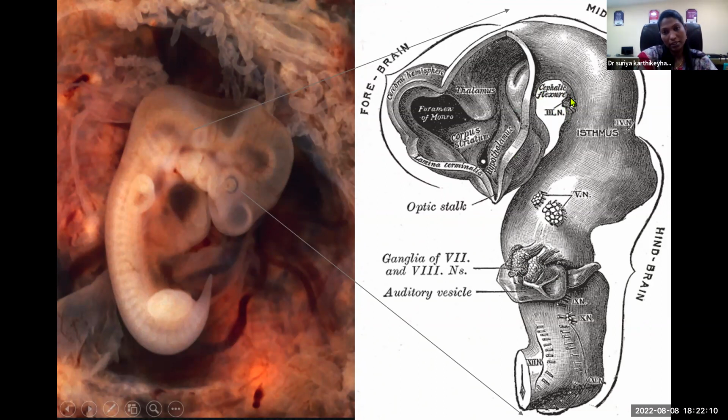So this is the third cranial nerve. What is the third cranial nerve? Oculomotor nerve. And then you can also see the fourth cranial nerve, that is trochlear. And then the fifth cranial nerve. These are all the nuclei.